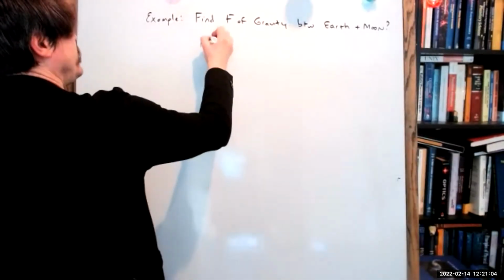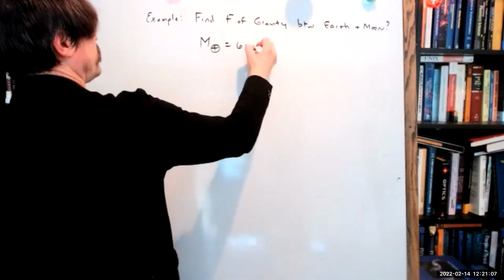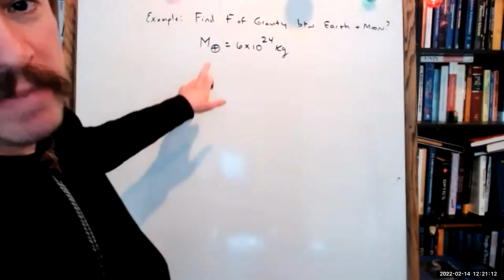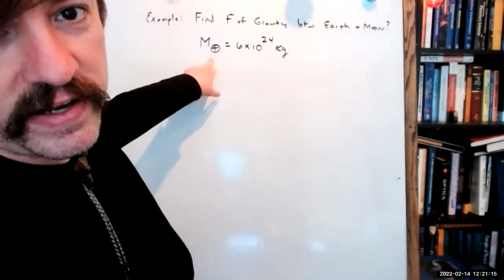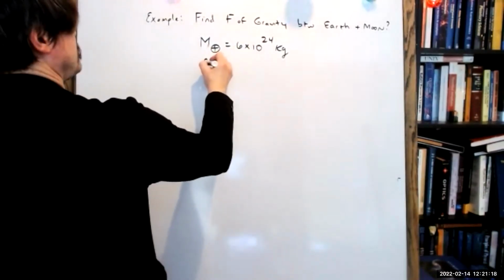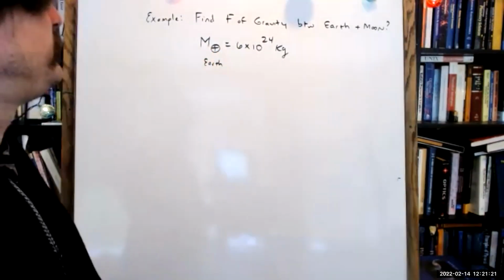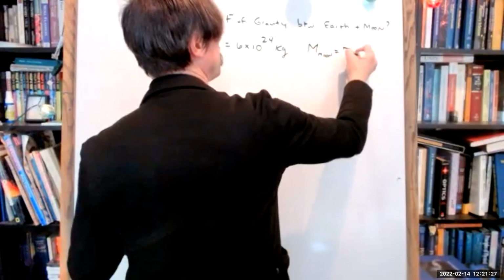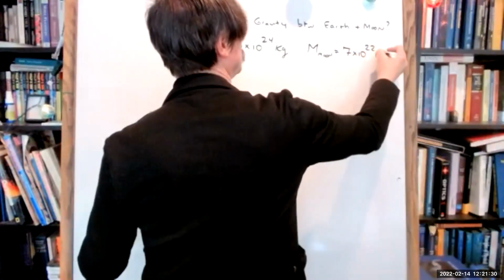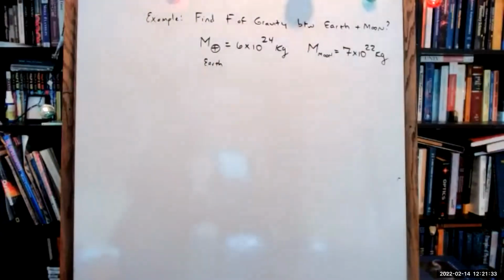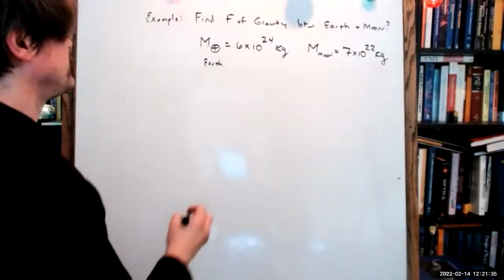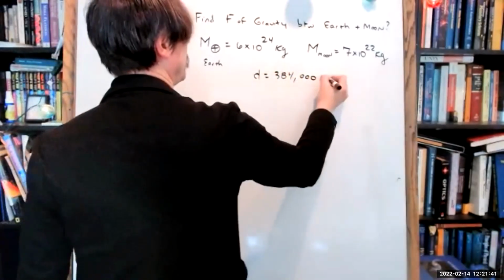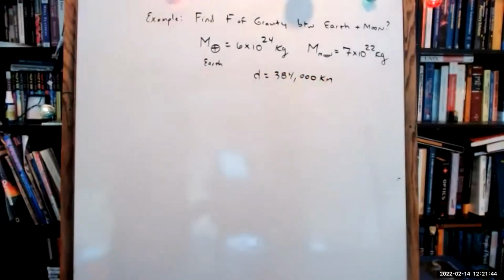To do this, we will need Henry Cavendish's result for the mass of Earth, 6 times 10 to the 24 kilograms. By the way, do you see that symbol there? The circle with the cross in it? You're going to see me use this a lot. This is the universal symbol for Earth. Then the mass of the moon, 7 times 10 to the 22 kilograms. I guess you'd have to go and do Henry Cavendish's experiment on the moon to figure that out. The distance between them to 3 sig figs is 384,000 kilometers.